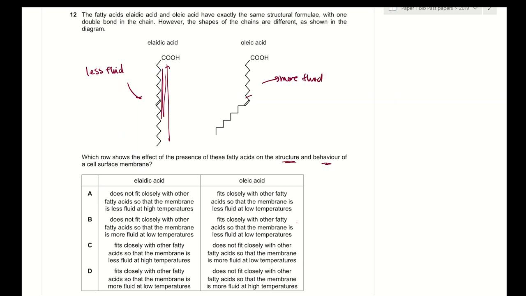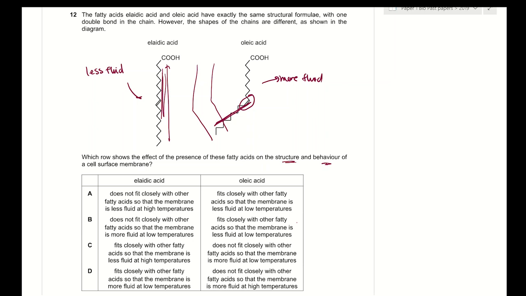The reason for this is because you have a kink here and it's bent. This means that the fatty acid chains are not going to bind to each other closely. They're going to bind each other loosely. Therefore, what's going to happen is that the membrane is going to be more fluid. Now, let's see the suggestions that we have here for A.